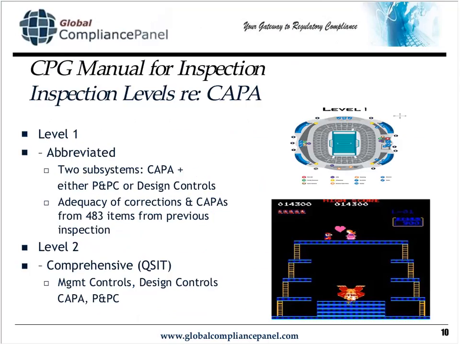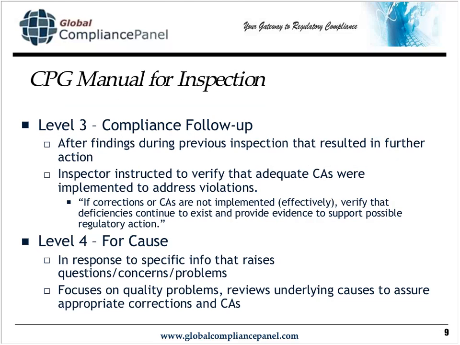So what we covered, just to take a quick step back, is level 1 is an abbreviated inspection. Level 2 is the comprehensive, it's the standard inspection that we see. Level 3 is an inspection that requires compliance follow-up because your sanctions were so dramatic as to require it. And level 4 inspection is a for cause inspection. It's an appointed inspection for a specific reason. Usually it's either information that raises questions, concerns, or problems, or focusing on a specific quality problem. In my experience, usually it's the former of these two.